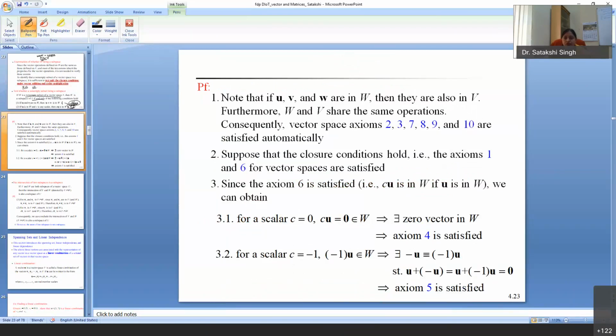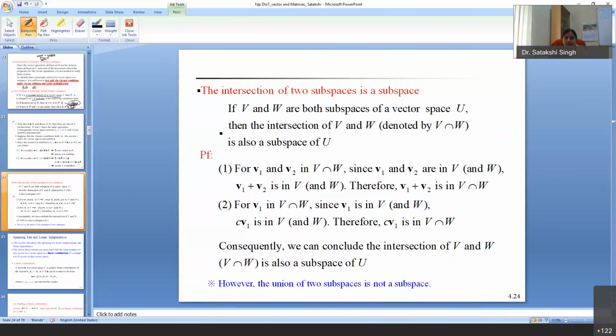So this is the proof. You can go for the proof if you are interested. You can look here. Then we have next this theorem: the intersection of two subspaces is always a subspace. So I will not go into the details of this.